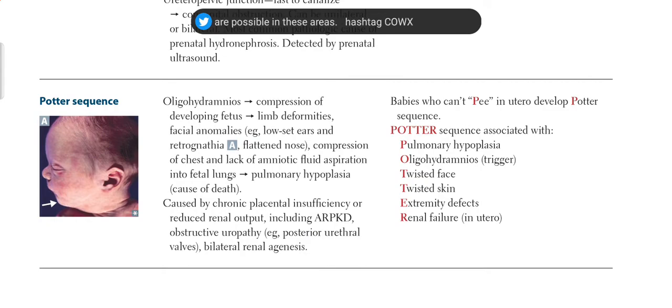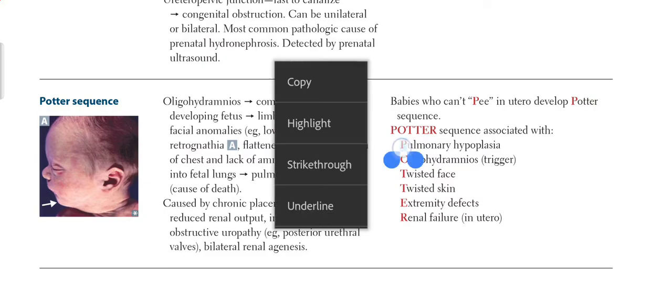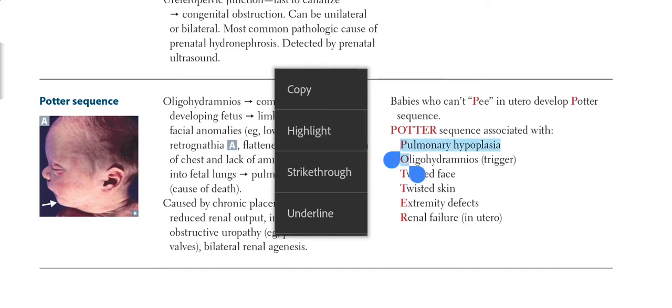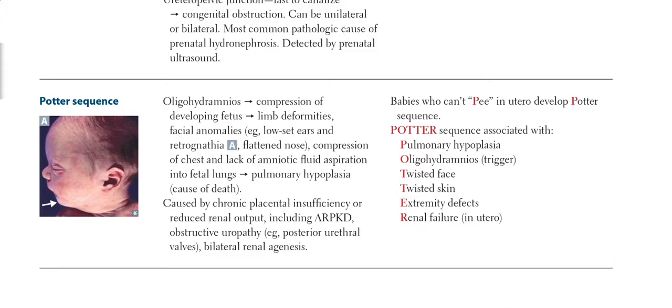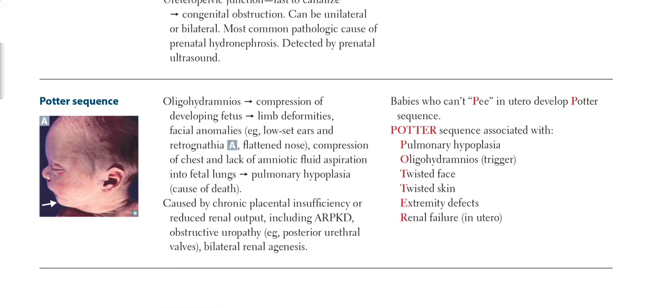So the Potter sequence is like a shortcut: P for pulmonary hypoplasia, O for oligohydramnios, T for twisted face and twisted skin, and E for extremity defects like a twisted hand and foot, and renal failure is the end.